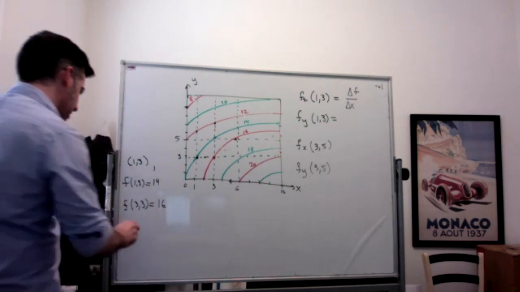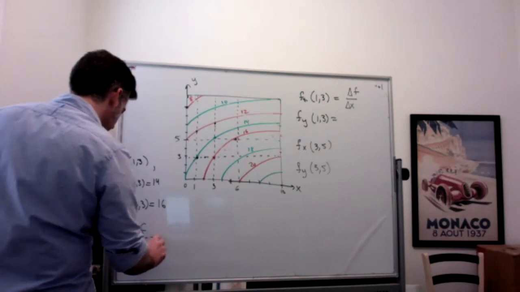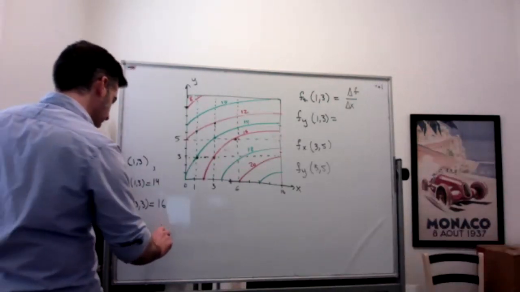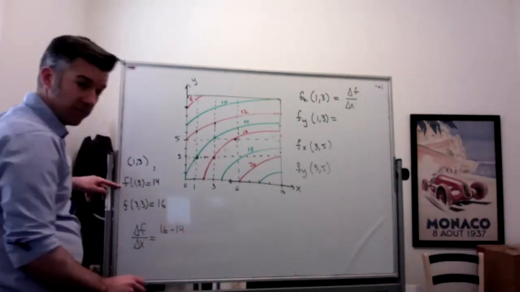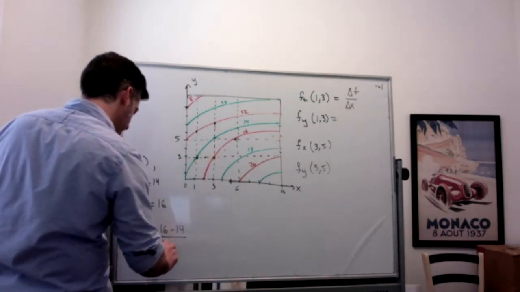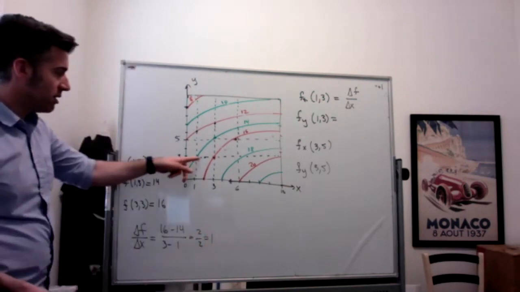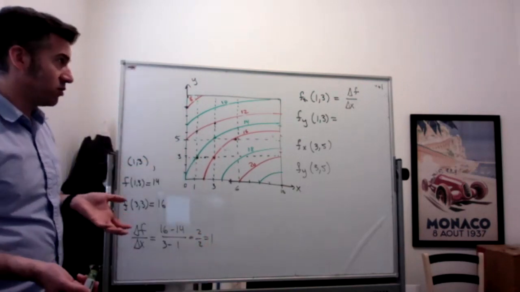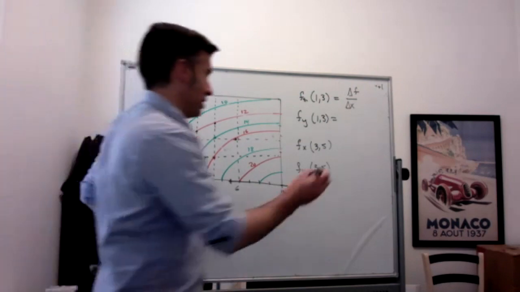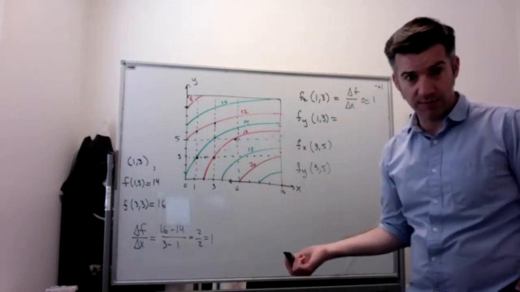So the change in f divided by the change in x: the change in f is 16 minus 14, and the change in x is 3 minus 1, which ends up being 2 over 2, which is 1. So at that point, it looks like the partial derivative with respect to x is approximately 1. And this is an approximation.